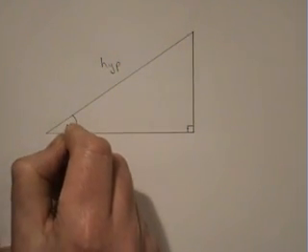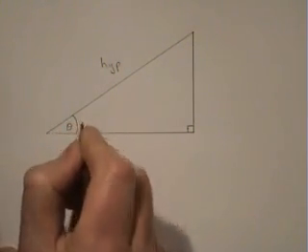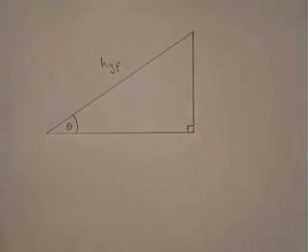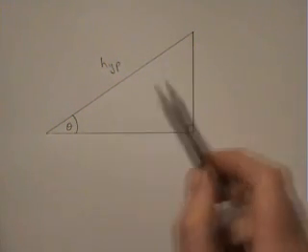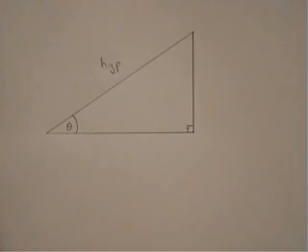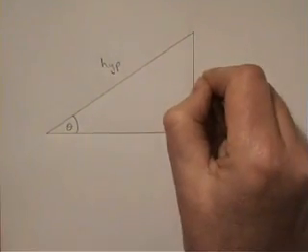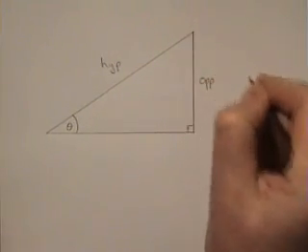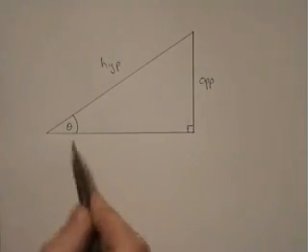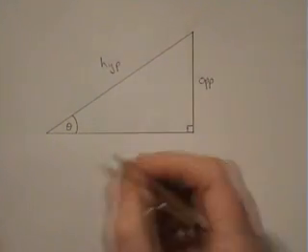I'd better give it a name, so I'll call it theta, which is the name we most often give to angles. So if we're thinking about the angle marked theta, this side is the opposite side. And the side that's next to the angle theta is the adjacent side.